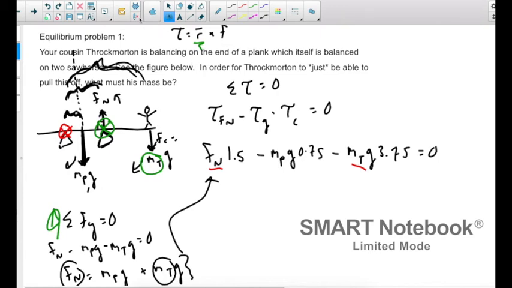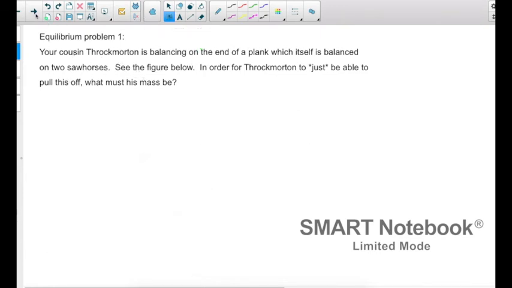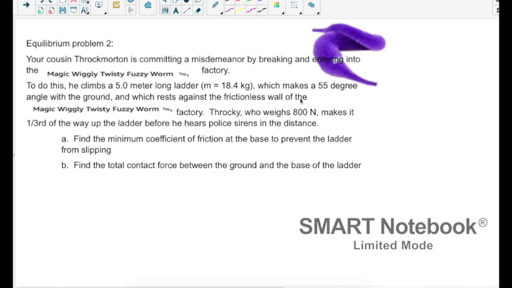Okay, let's go do a second example. All right, problem number 2. Throckmorton is back at it again. Oh no, Throckmorton, you are making poor life decisions. Committing a misdemeanor by breaking and entering into the Magic Wiggly Twisty Fuzzy Worm Toy factory. So, I guess, you've got to get your fix somehow in these trying times. I get it, Throckmorton. You need what you need.